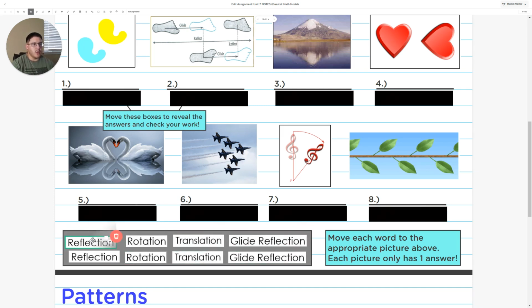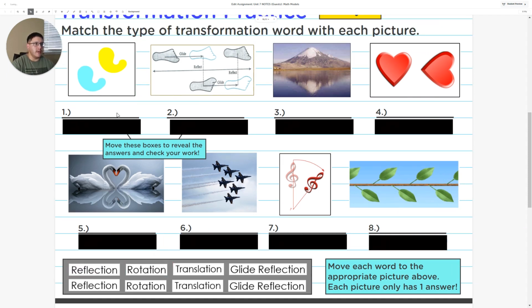So take one of these words, click and drag to the image that you think it best represents, and then do that with all 8. Do the best you can. So pause this video, try this problem on your own. If you need to check to see if you did everything correctly, you can move these boxes and check your work. Otherwise, I'm going to continue on and show y'all what the answers are.